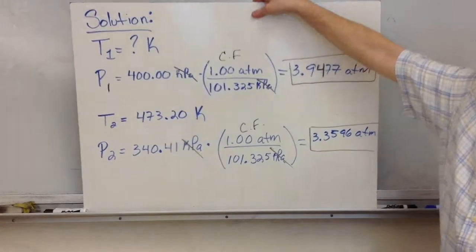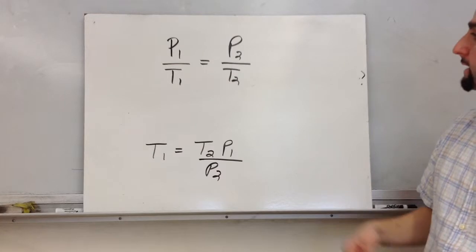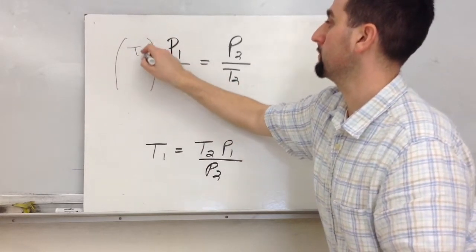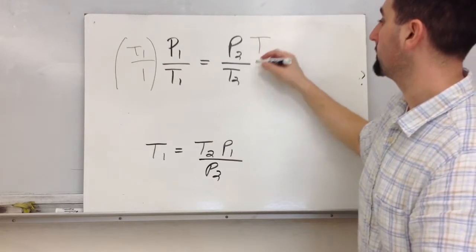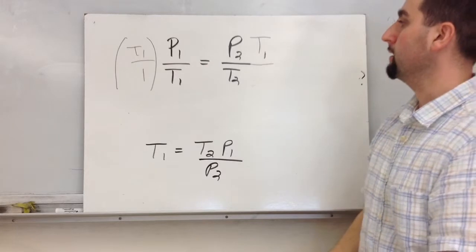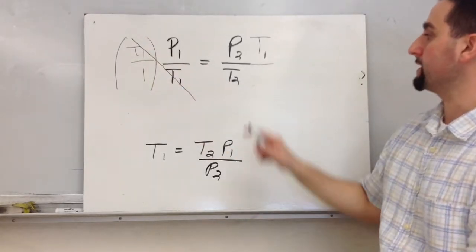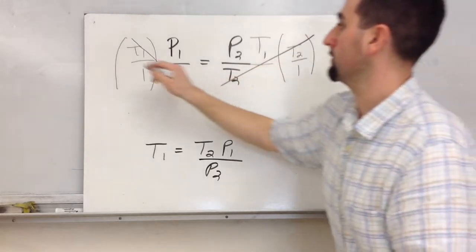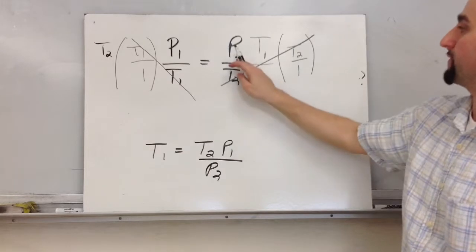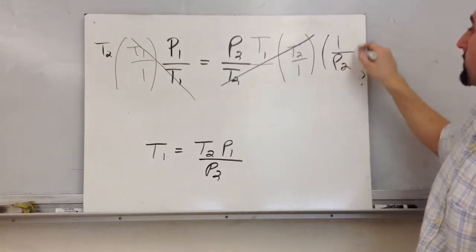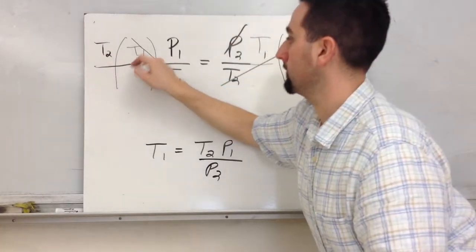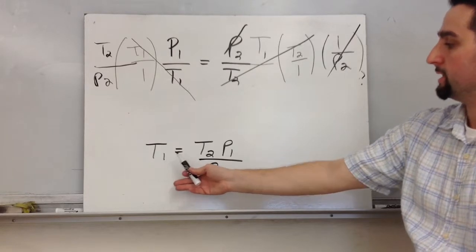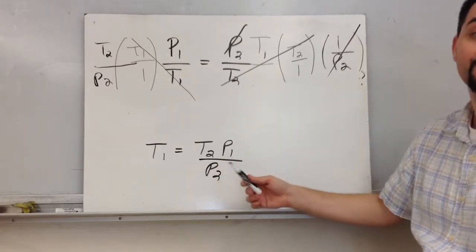Now we can plug in here. We're trying to solve for T1. So I multiply both sides by T1, and the T1s cancel. If we transpose this, we move T2 to the other side by multiplying both sides by T2. Then we divide both sides by P2, or multiply by its reciprocal, so the P2s cancel. When we clean all this up, the temperature under the first set of conditions is equal to the second temperature times the first pressure divided by the second pressure.